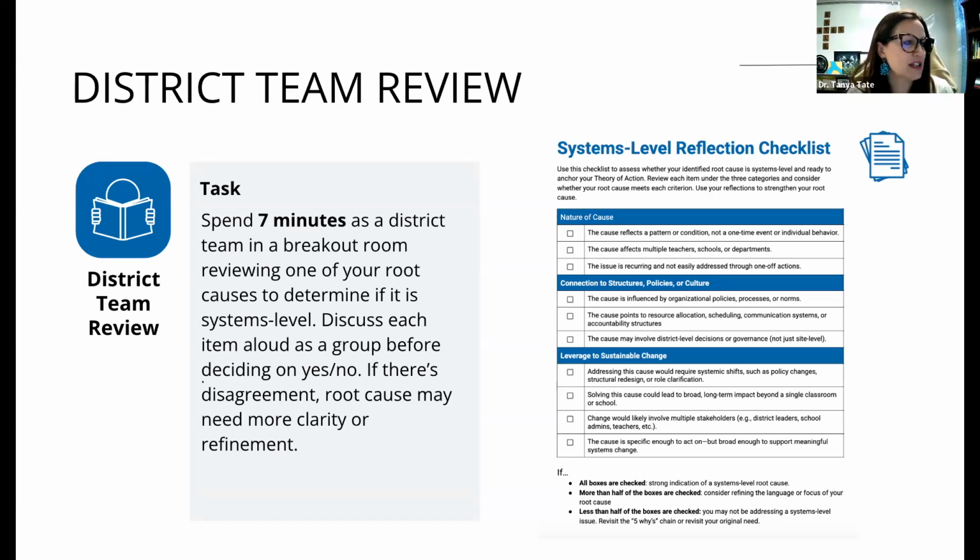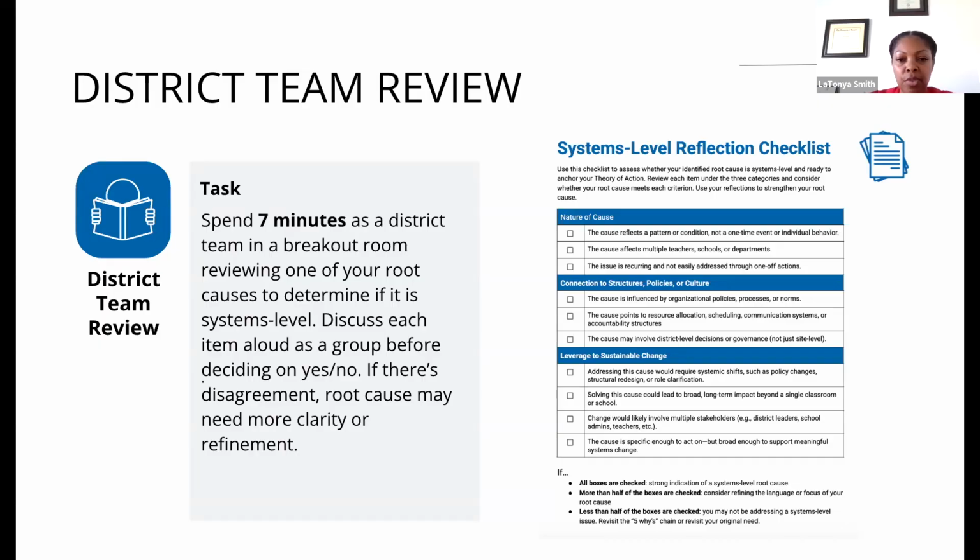And same for us. We went through each, it helped us make sure that we were at a systems level. For us, all but one of the boxes was checked. And so we do feel like we have a strong indication of a system level root cause that we need to work on.